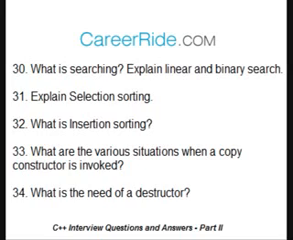What are the various situations when a copy constructor is invoked? Various situations when a copy constructor is invoked are: 1. When an object is defined and initialized with the values of another object of the same type. 2. When an object is passed by value, then the copy constructor is invoked to create the copy of the passed object for the function. 3. When a function returns an object, then the copy constructor is invoked to create a temporary object to hold the return value in the memory.